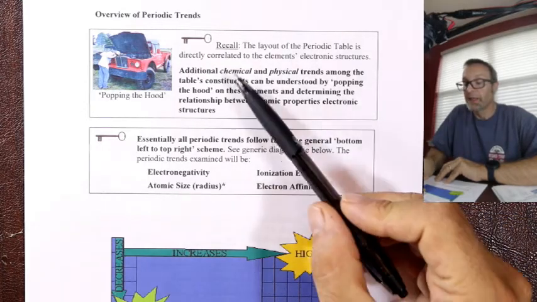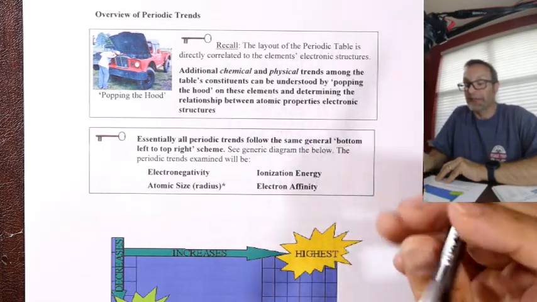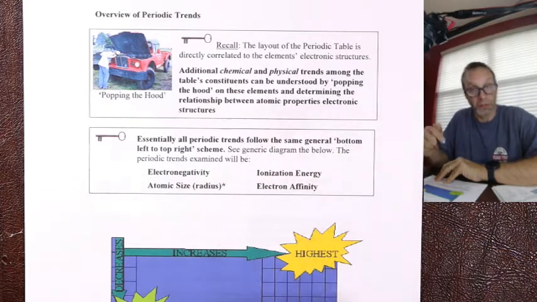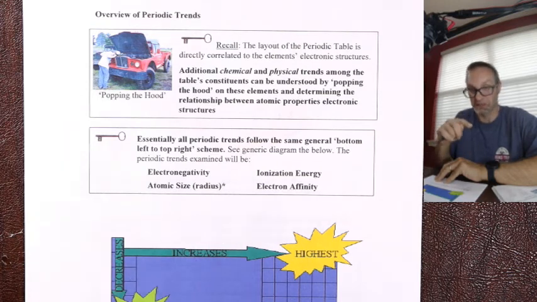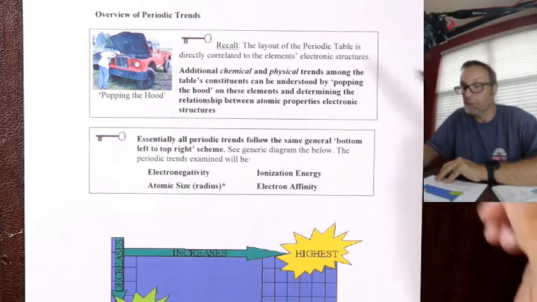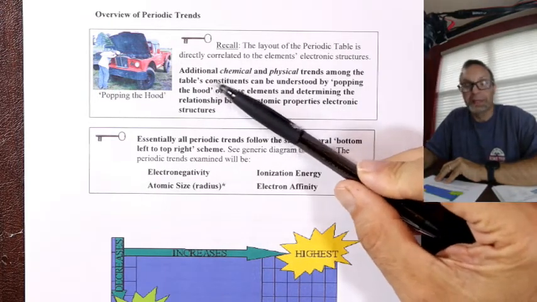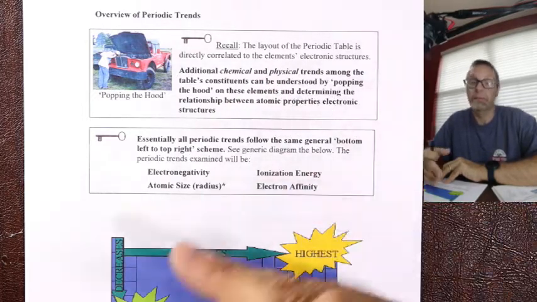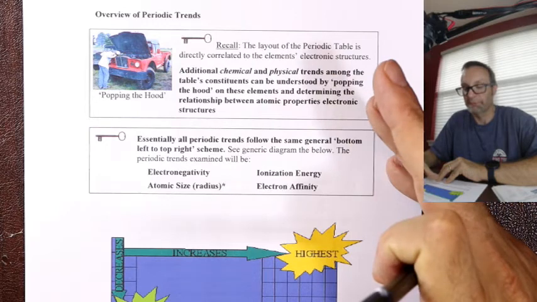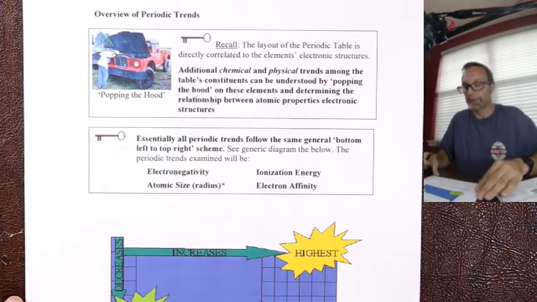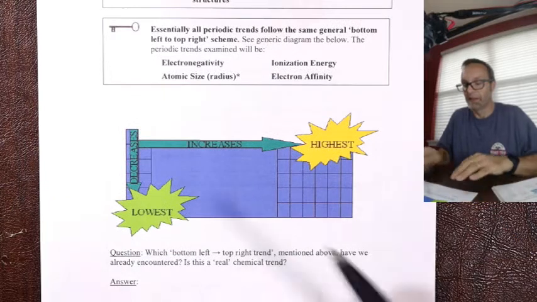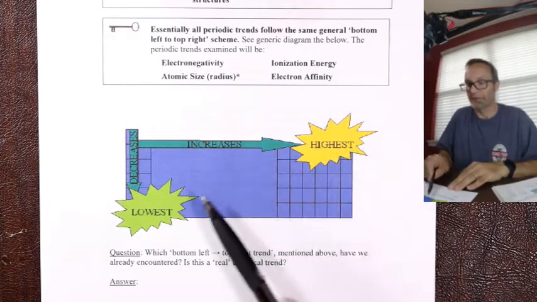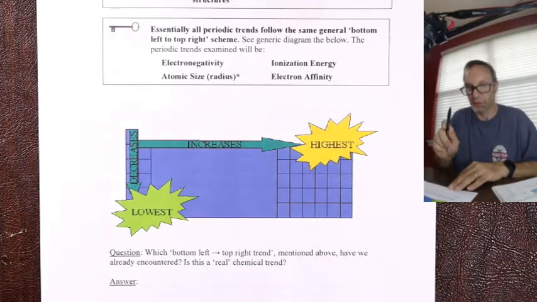So the layout of the periodic table is directly correlated to elements' electronic structure, as we saw with the dot diagram periodic table. And it was reinforced just in the last packet with the construction of the periodic table based on 1s2, 2s2, all that business, right? So we can look at additional chemical and physical trends, which are again bottom left to top right, based on electronic structure. As it says down here, all trends in the periodic table are bottom left to top right, more or less, right? We've seen one already.